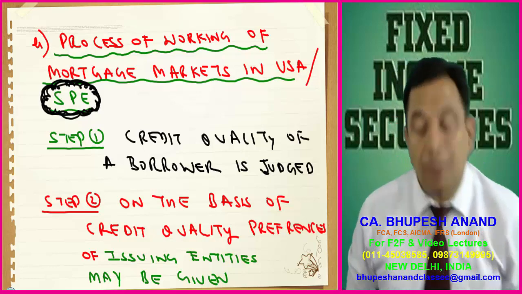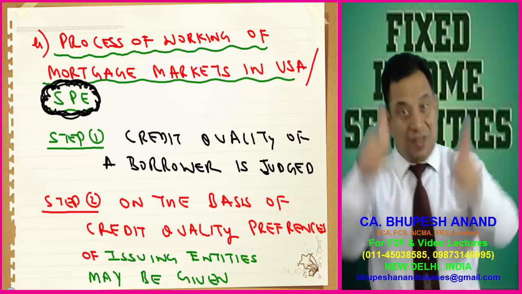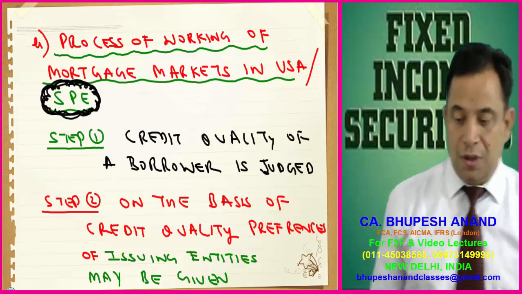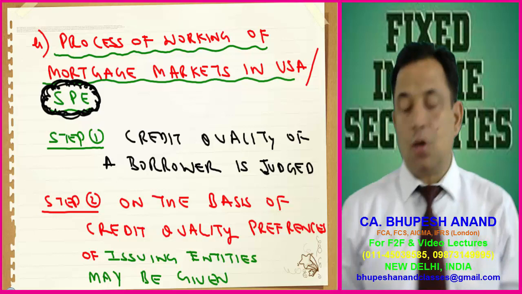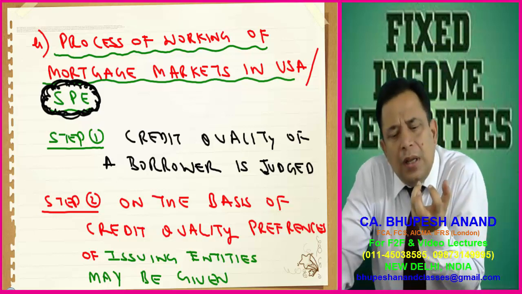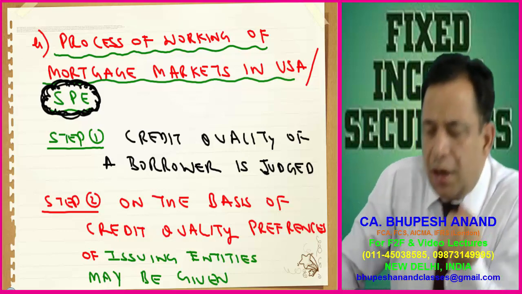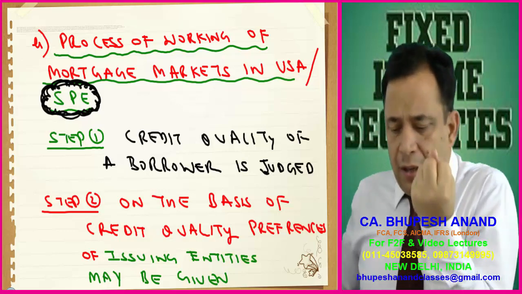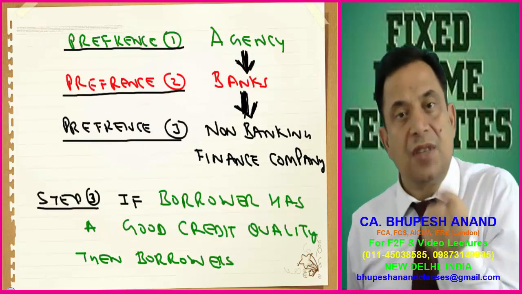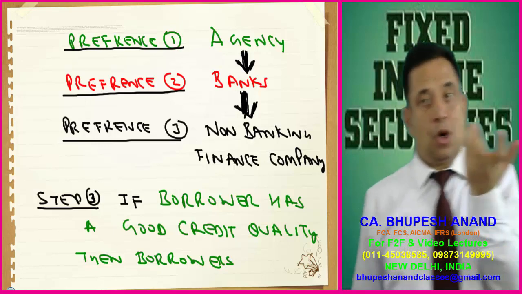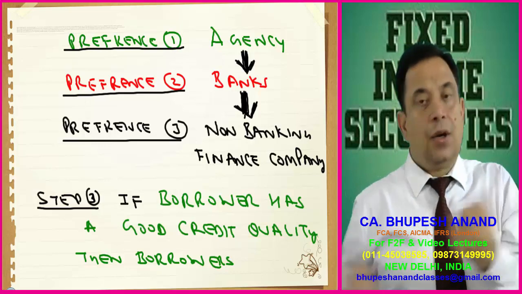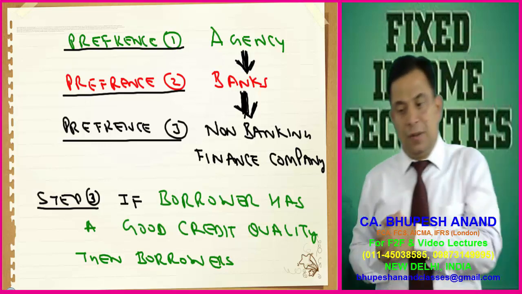Process of working of mortgage markets in the USA. Step 1: the credit quality of the borrower is judged, that is, what is the credit quality of the borrower. Step 2: on the basis of credit quality, preference of the issuing entity may be given, and I have just told you there are three preferences. First, in the USA, we can borrow from an agency because the rate of interest is very low as compared to banks and non-banking financial companies.